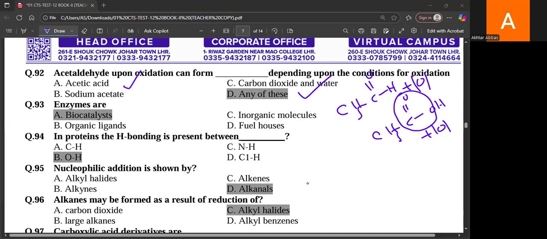Next one is, in protein, the hydrogen bonding is present between.